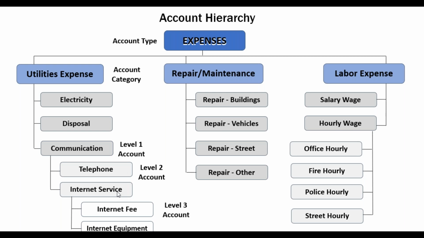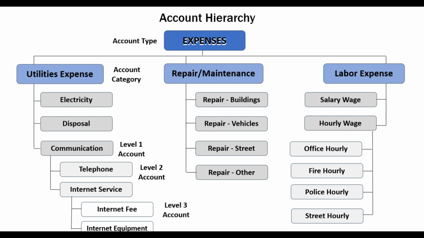So when you're entering your transactions, it's always going to be the lowest level, the lowest postable account. So in this case, under communication, you won't post anything to communication. You won't post anything to internet service. You'll be posting to telephone. That's the lowest level on that one. And the lowest level for internet service will be internet fee and internet equipment.